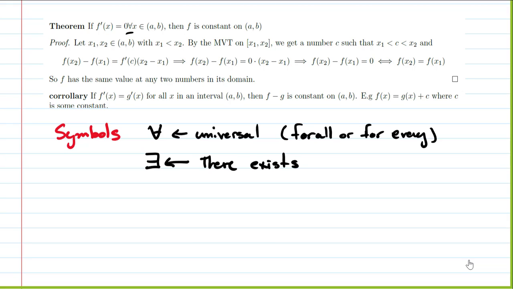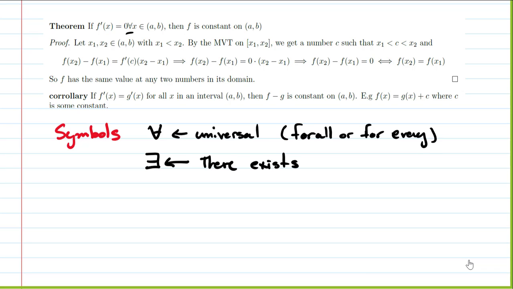So basically this is telling us if a function's derivative is always 0 on some interval, then the function values can't change on that interval. The corollary is actually a bit more interesting. It says if f prime of x equals g prime of x for all x in an interval AB, then f minus g is constant on AB.